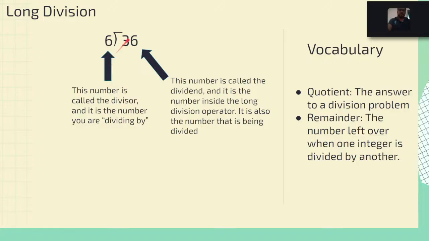For example, 36 divided by 6. The divisor always comes after the divided by. This number 36 is called the dividend, and it is the number inside the long division operator. So you see, if you have the long division operator, the value inside of it is the dividend, and the value outside of it, which is 6, is considered the divisor. The dividend is the number that is being divided. So 36 divided by 6.